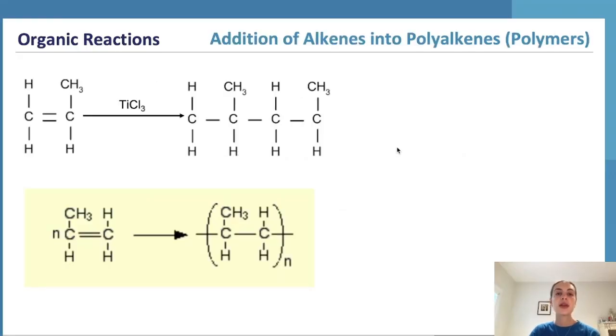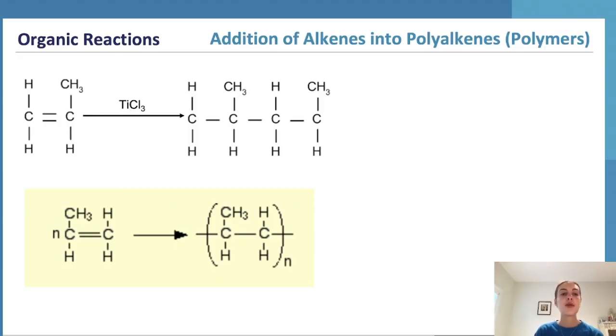The next one we can look at is an addition reaction of alkenes to form polyalkenes. And so this is known as a polymerization reaction. We're producing polymers. And so this is talked about a lot further into Unit 4, so I won't delve into this too much, but I will just briefly give an overview of what this is.